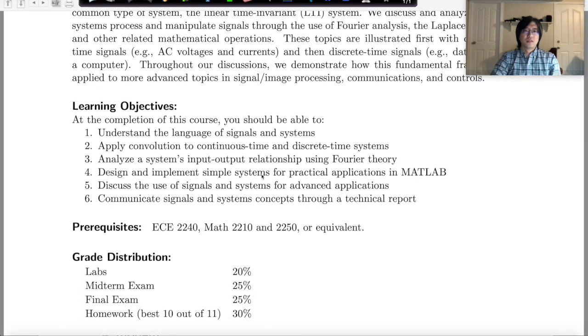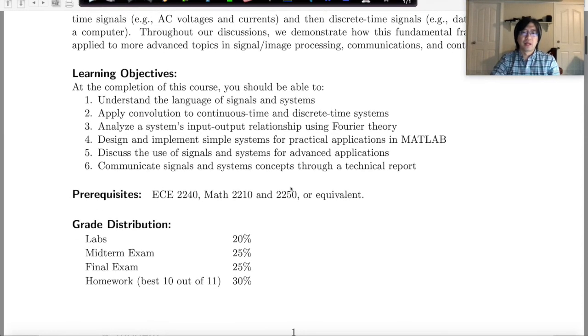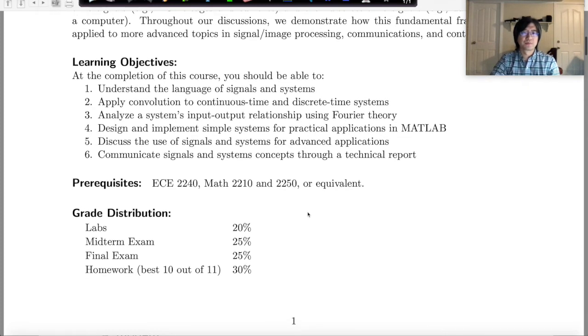Here are the learning objectives. It's a pretty mathematically oriented class. We have lots of homework to solve by hand, and we also have MATLAB labs and even MATLAB homework. So if you're not familiar with MATLAB, let's speed up a little bit and try to get familiar with it. And here are the prerequisites for this class, mainly some math classes.